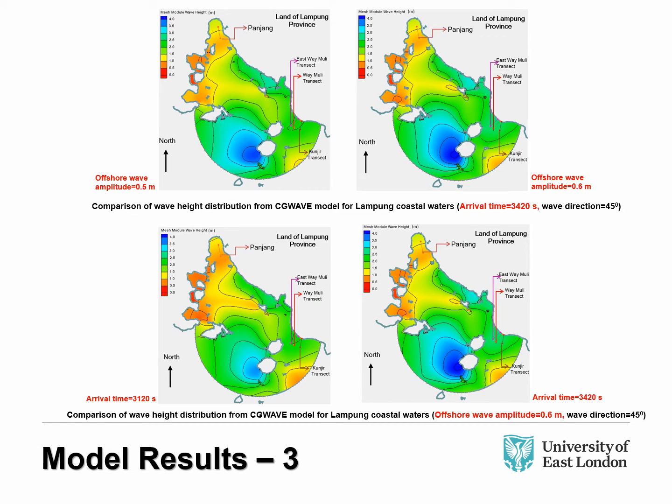The top two figures illustrate the comparison of wave height distribution from the CG wave model for different offshore wave amplitudes, 0.5 meters and 0.6 meters, by keeping the same arrival time of 3,420 seconds and wave direction of 45 degrees. The bottom two figures show the comparison of wave height distribution for different arrival times, 3,120 seconds and 3,420 seconds, by keeping the same offshore wave amplitude of 0.6 meters and wave direction of 45 degrees. So in general, the wave heights at East Way Muli, Central Way Muli and Kunjir lie within 1.5 meters to 3 meters.